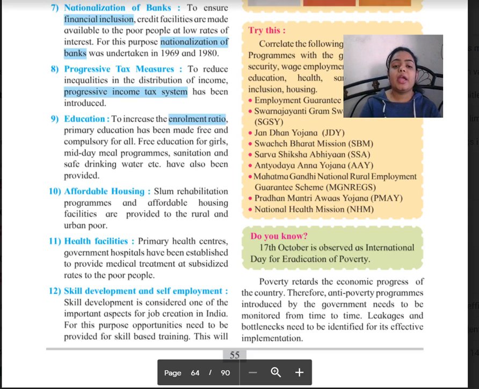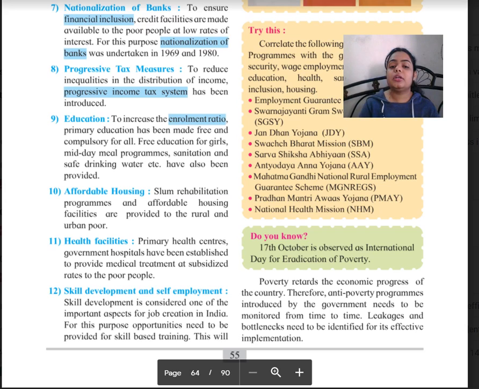Then next we have education. To increase the enrollment ratio, primary education has been made free and compulsory for all. Free education for girls, midday meals program, sanitation, and safe drinking water, etc., have also been provided. So, maximum people who are laborers, who are working as contract workers on different sites and all, cannot give their children education. So what they do is they make their children also work, so that they can also earn money and satisfy the human needs.